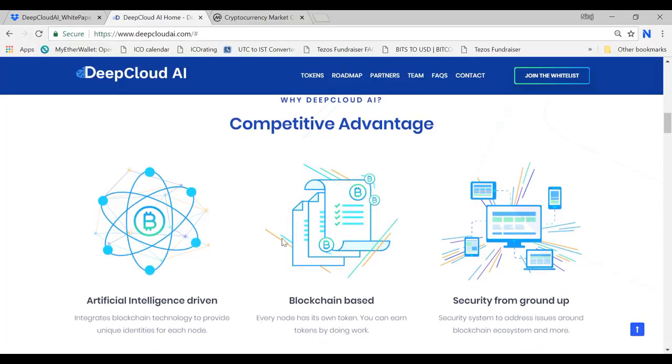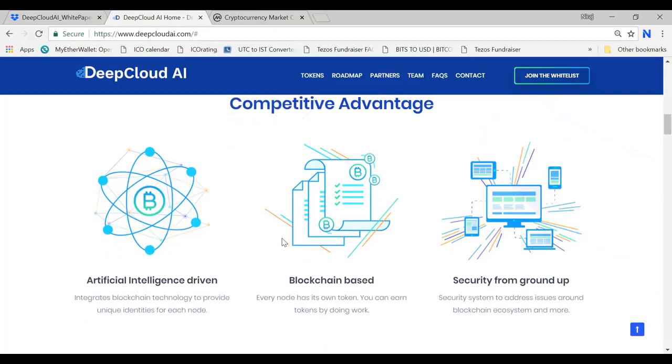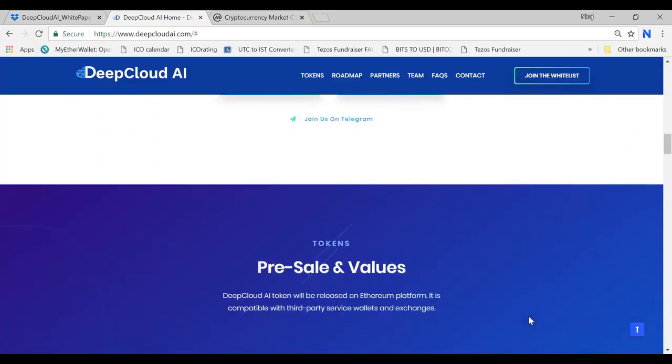They have also mentioned their competitive advantage, how they are better than the competition. They have an artificial intelligence driven approach. Like I said, in future most of the devices will have some sort of AI elements, and this is very crucial and very futuristic, I would say. They are blockchain based, with security from the ground up, a security system to address issues around the blockchain ecosystem and more.